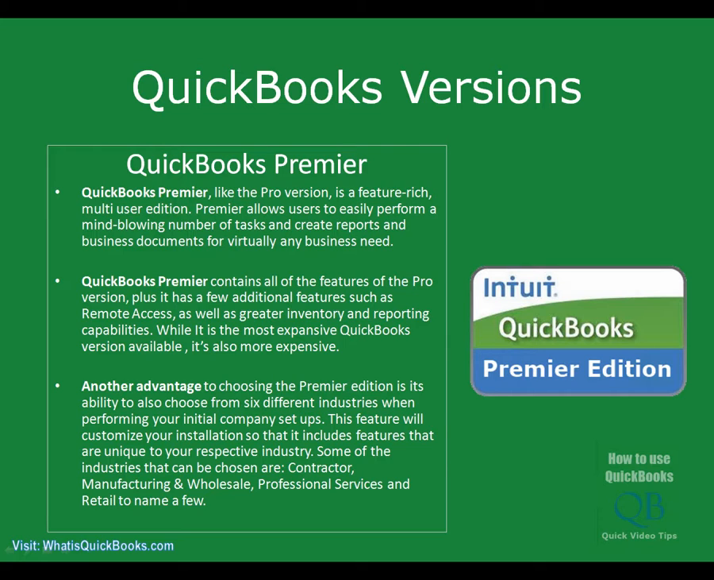Another advantage to choosing the Premier Edition is its ability to choose from 6 different industries when performing your initial company setup. This feature will customize your installation so that it includes features that are unique to your respective industry. Some of the industries that can be chosen are contractor, manufacturing and wholesale, professional services, and retail, to name a few.